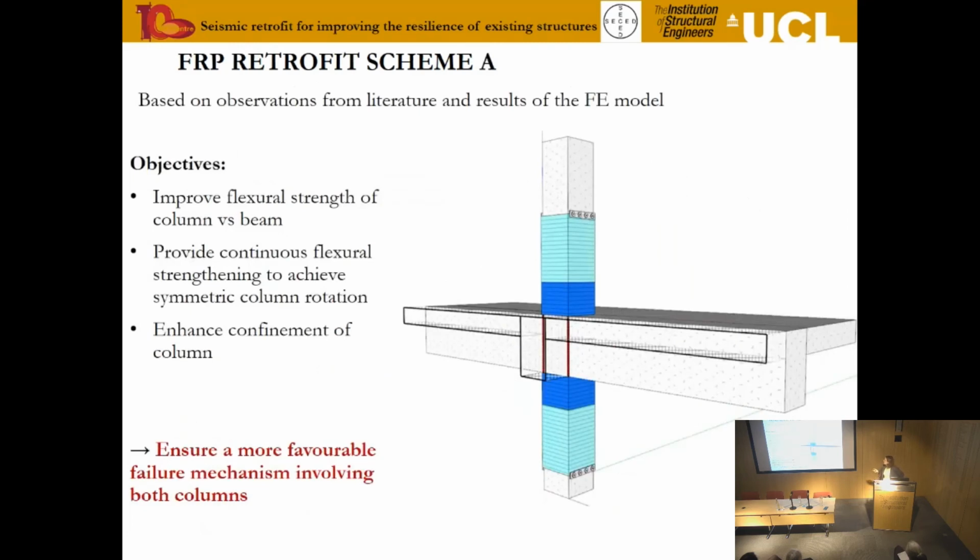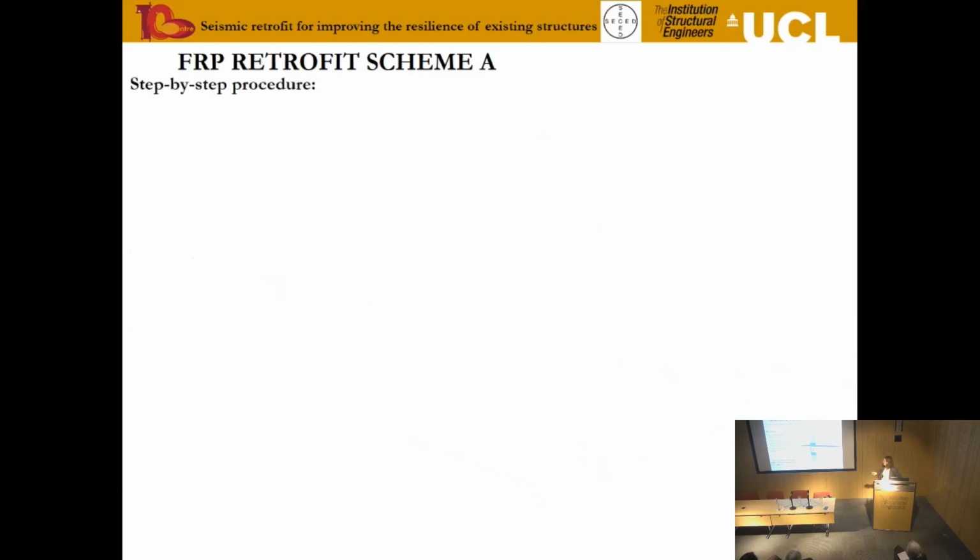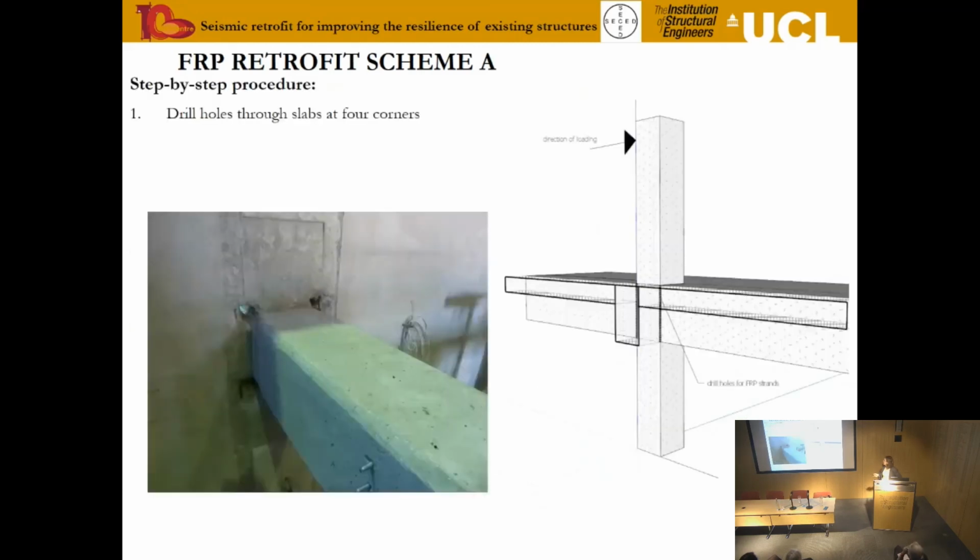So the first scheme looks at strengthening essentially the columns, top and bottom, but not only that, we also wanted to link them, and we'll show you the procedure step by step. We link them by passing a strand connecting the top columns to the bottom columns. So the procedure here is you have to drill some holes into the slab. The slab is there at the corners.